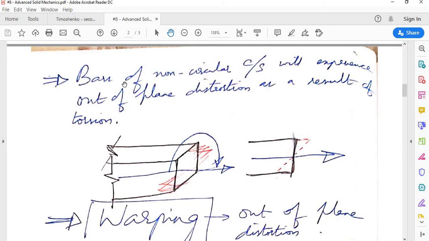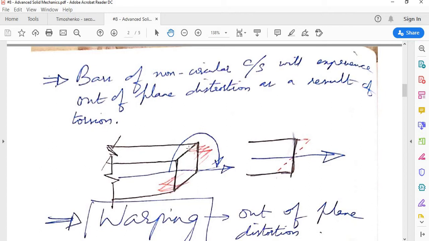So what's happening is, you consider a cross section like this, any cross section, not necessarily a rectangle as I have shown, and imagine that its end is subjected to torsion. This arrow I have drawn is just to show you the longitudinal axis. And this semicircular arrow is the torque that's applied at the cross section.